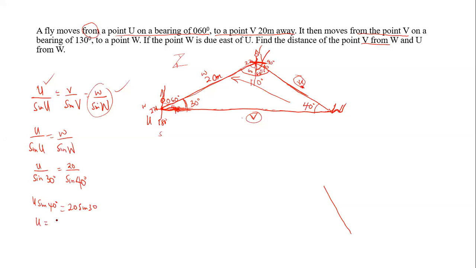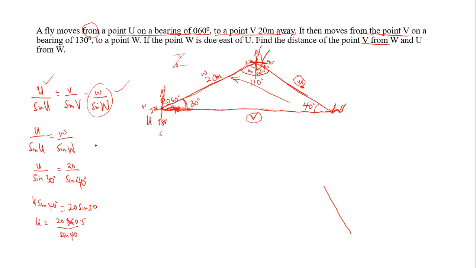That's U will be equals to what? 20 sine 30. Sine 30 is 0.5 over sine 40 degrees. So using your calculator there, what do we have? We use our calculator, just press 20 times 0.5 will give us 10. So you just need to press 10 divided by sine 40. And that will give us 15.55 or 15.56.